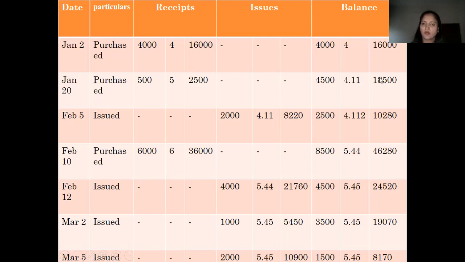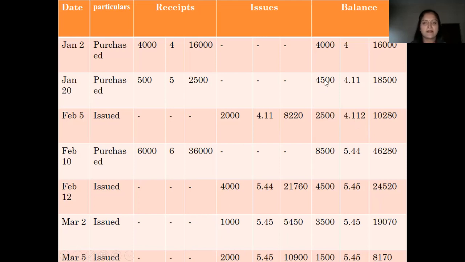18,500, whatever the balance you had, 18,500 minus 8,220, you will get 10,280. So this is how we need to calculate under the weighted average method. When we say weighted here, whatever your balance amount is, we give it the weightage. We divide this amount by the number of units, the stock we have. Then we get the cost per unit.